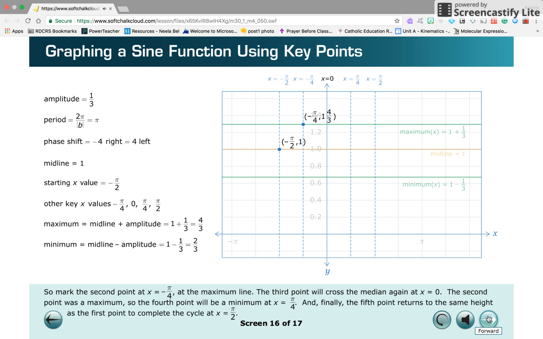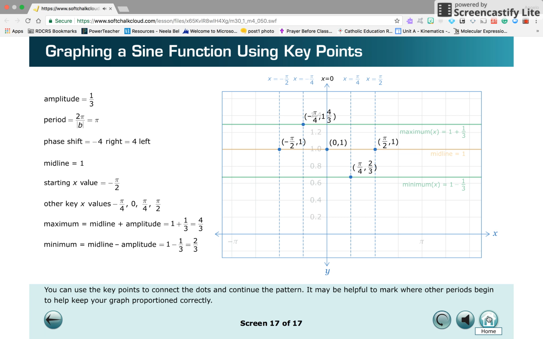The third point will cross the median again at x equals 0. The second point was a maximum, so the fourth point will be a minimum at x equals pi over 4. And finally, the fifth point returns to the same height as the first point to complete the cycle at x equals pi over 2.